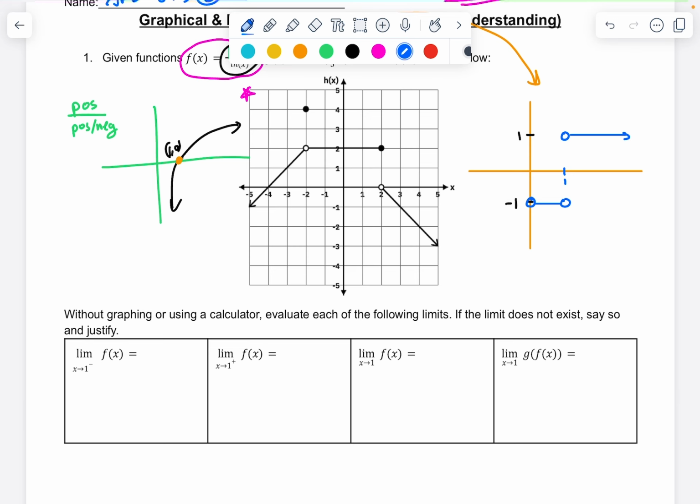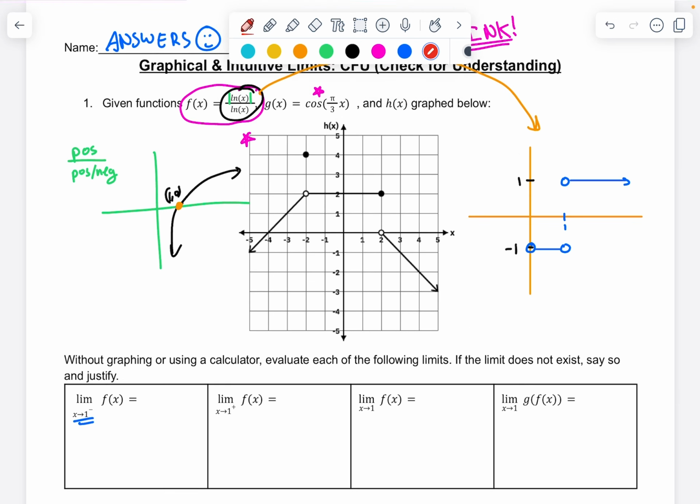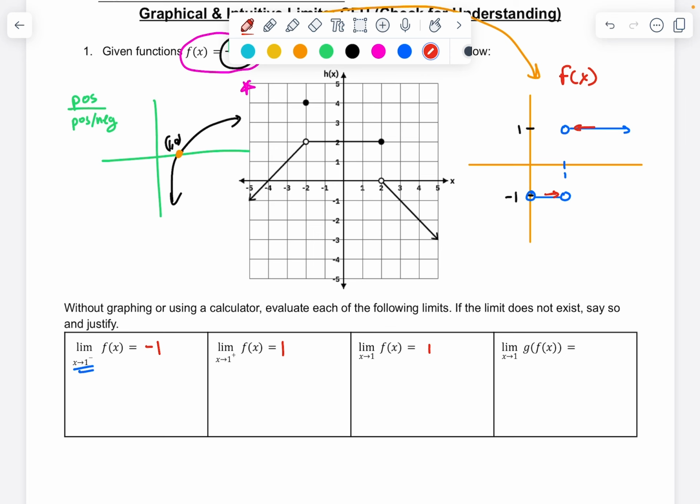Okay, so now we're going to start with the limit as x approaches 1 from the left of f of x. Now that I've got this graph of f of x sketched here, this is not too bad. Approaching 1 from the left, we can see that we are at -1. Approaching 1 from the right, as our inputs approach 1 from the right, we can see that our outputs are +1. Now, the limit as x approaches 1 of f of x does not exist, because the left limit does not agree with the right limit. The limit as x approaches 1 from the left of f of x is not the same as the limit as x approaches 1 from the right of f of x.